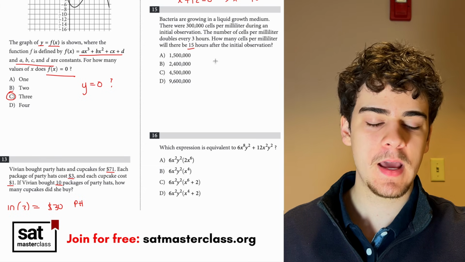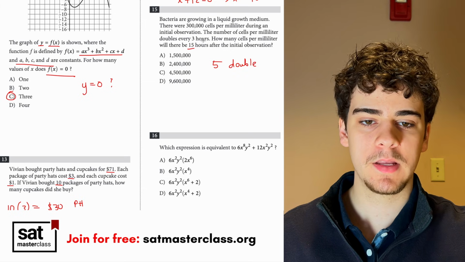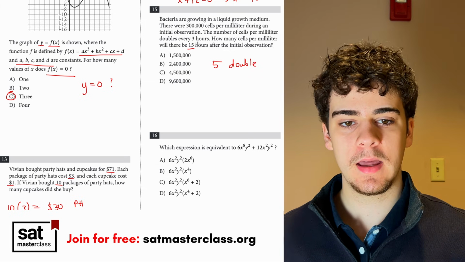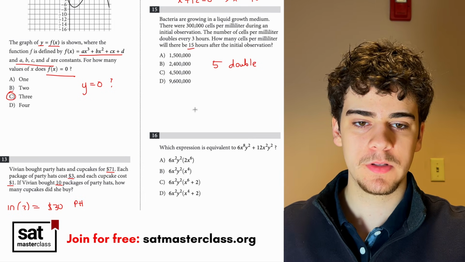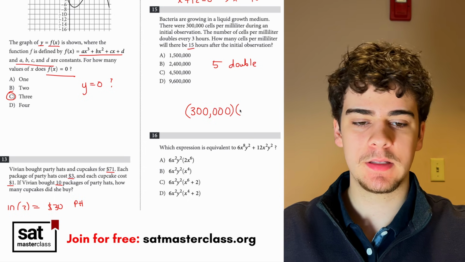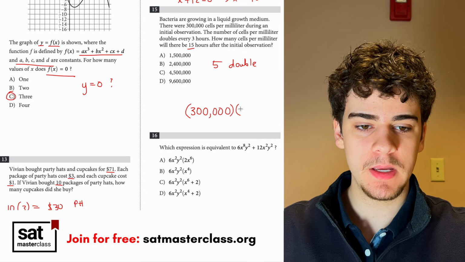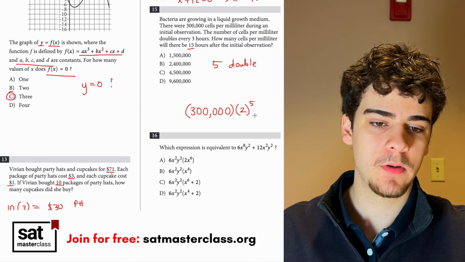So after 15 hours, we should have had 5 doubles, right? Because every 3 hours we double. So we would double once after 3, then again after 6, then 9, 12, and 15. So that's 5 total doubles. So that means that we want basically just 300,000 times, let's see, if we multiplied it by 2, that would be a double. Then if we doubled it again, it would be basically times 4. So basically you can see that we just want 2 to the power of 5.